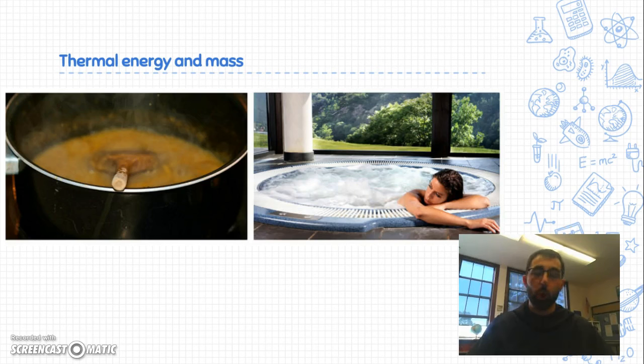Thermal energy is the total kinetic energy of the particles in a sample. There are a lot more particles of water in a hot tub than there are in a little pot of boiling down soup. So that means the hot tub has more thermal energy than the pot because it has more particles. The pot has a greater temperature because there's a greater average motion.